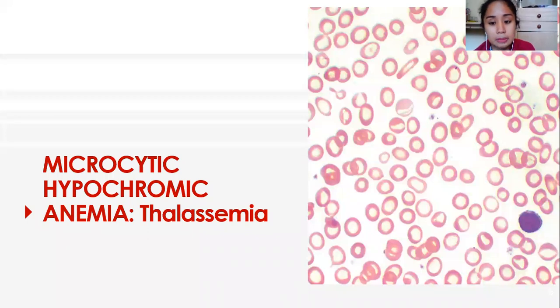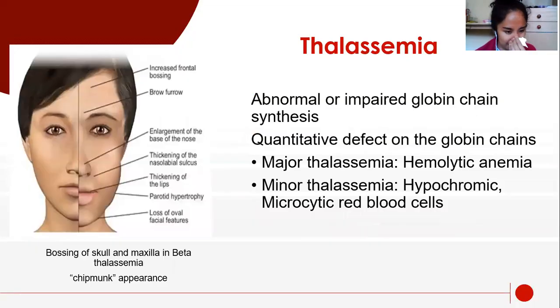Next is thalassemia. So, class, this is the image here. So, bossing. I think it's in your notes in the front. Bossing of the skull and maxilla in beta thalassemia. So, it's like a chipmunk appearance. It's like, class, what's that disease again? Burkitt's leukemia. They have a mass in the mandibles among African children.